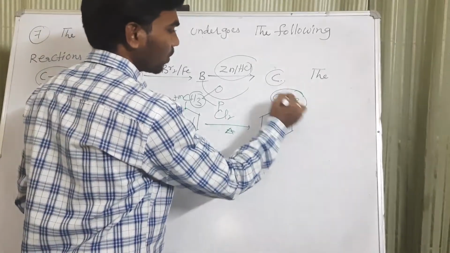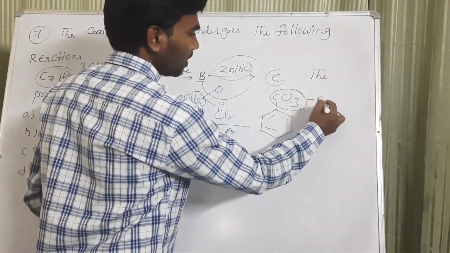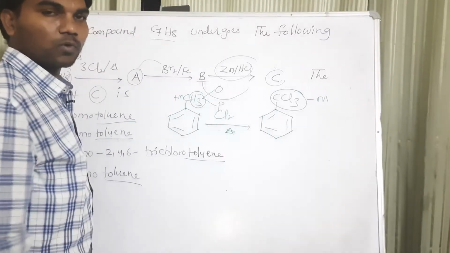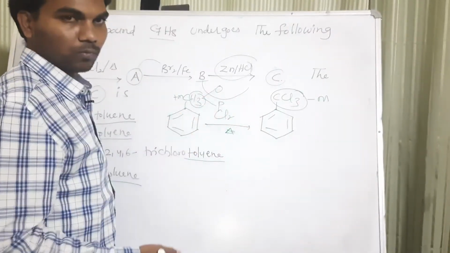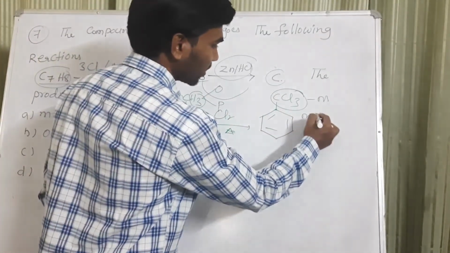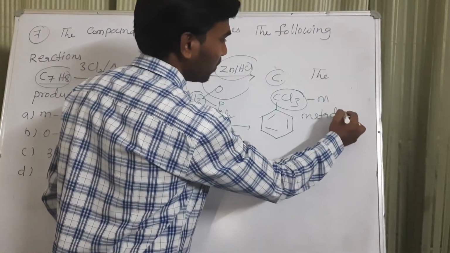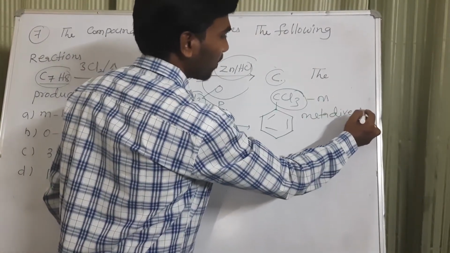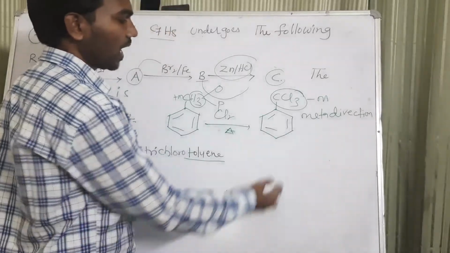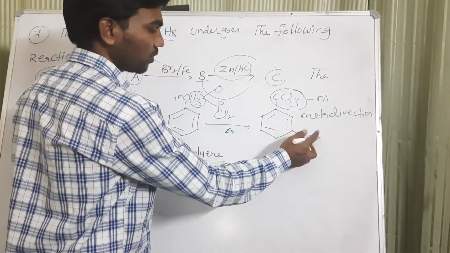This trichloromethyl group will act as a minus M group. Minus M group means minus mesomeric effect group. So it will act as a meta directing group. So the upcoming electrophile has to occupy the meta position only.